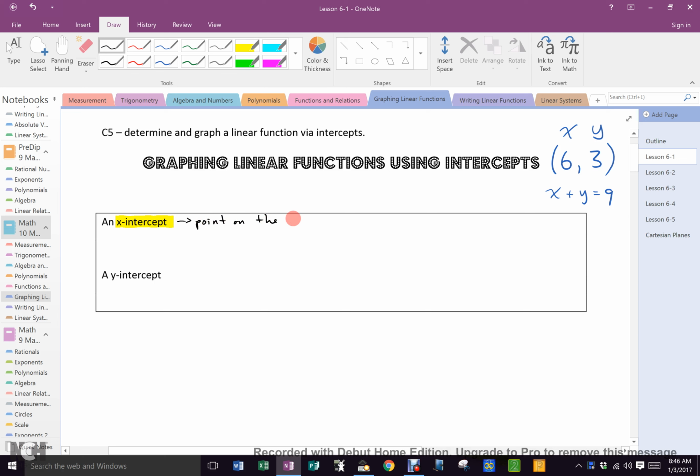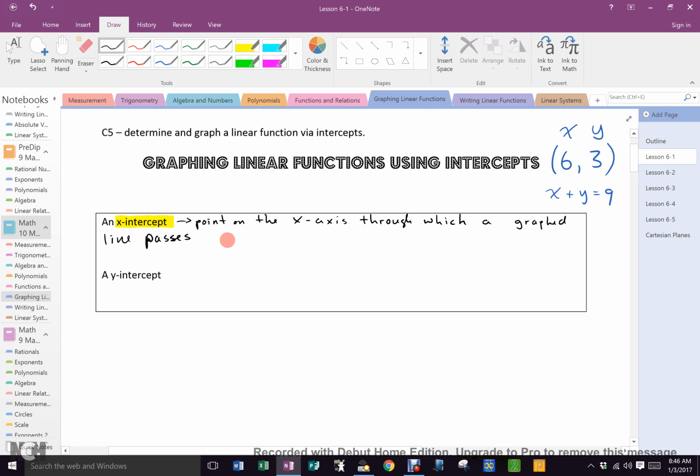on the X-axis through which a graphed line passes. Does everybody understand what I am saying?